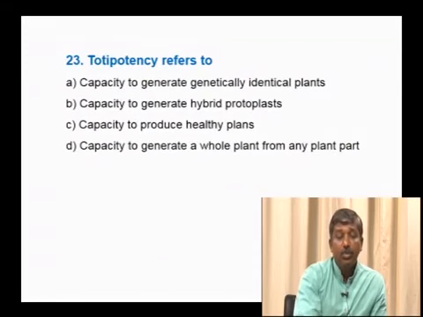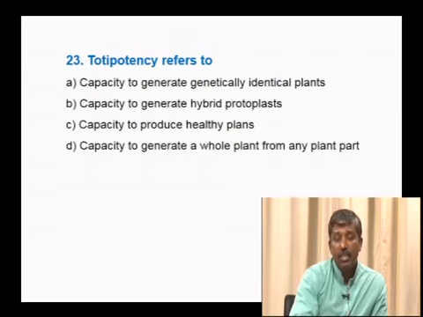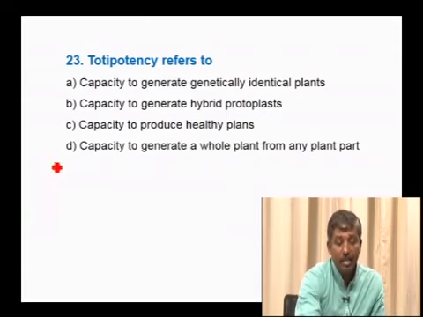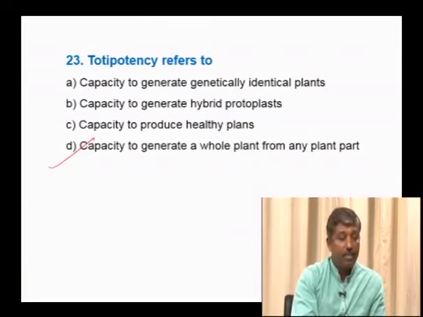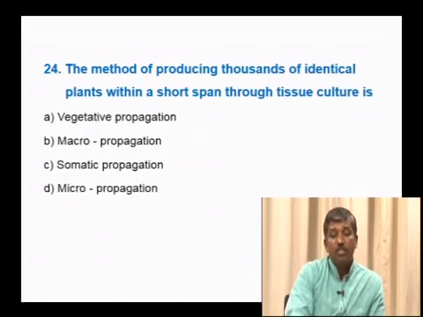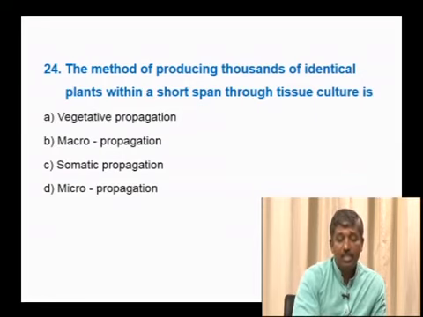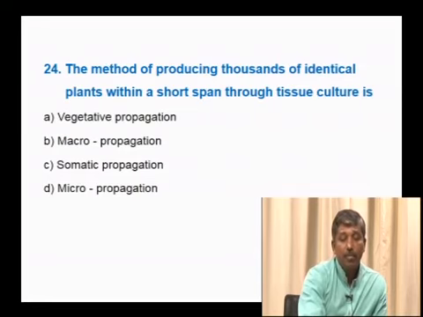Next, totipotency refers to the principle of plant tissue culture. Hence, it is the capacity to generate a whole plant from any part of the plant. Hence, the right answer is capacity to generate whole plant from any part of the plant. The method of producing thousands of identical plants within a short span through tissue culture is, so if we produce large scale crop plants through plant tissue culture, generally we call it micropropagation. Hence, the right option is micropropagation.